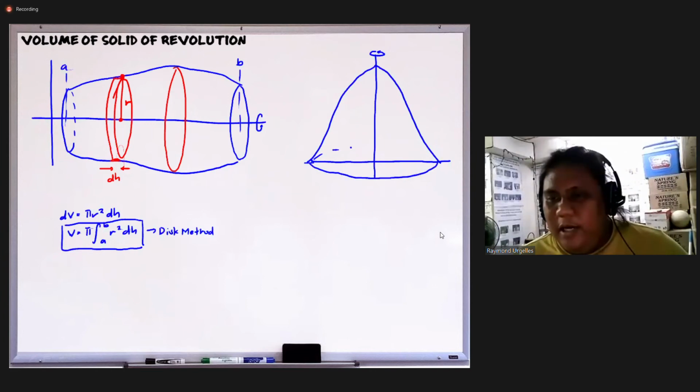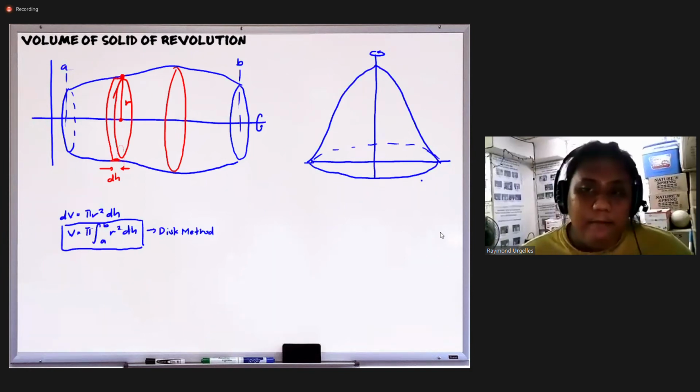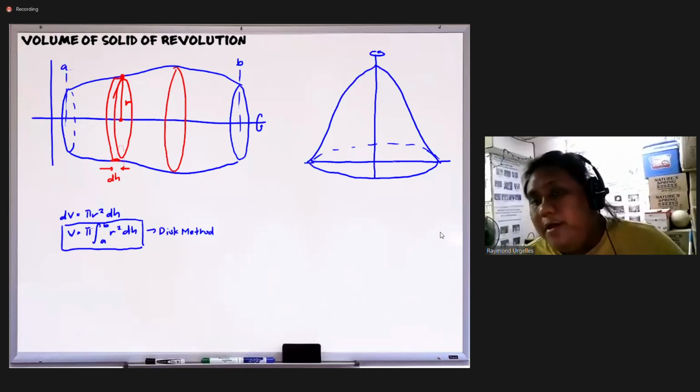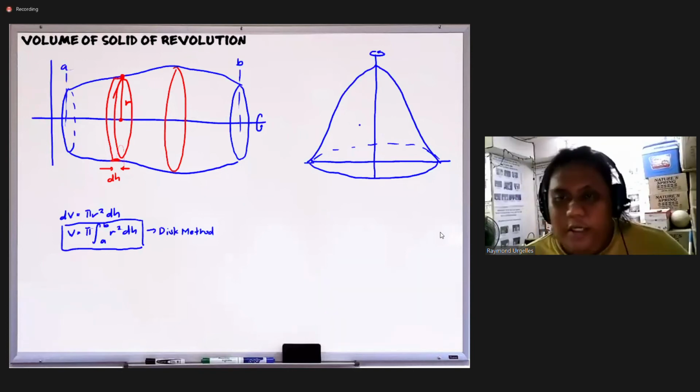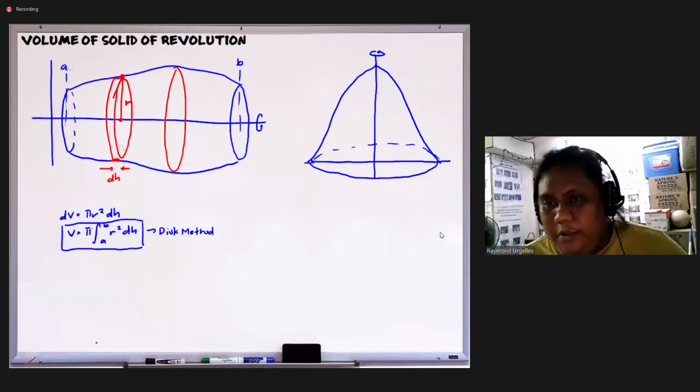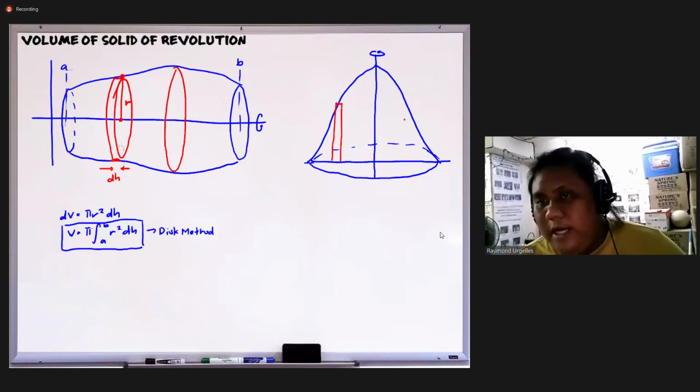Okay? So pag kinonsider natin again yung mga cross-section nito, so all cross-sections are still circular. Diba? Pagdating sa cylindrical shells method, ang idea naman natin dyan is we get yung mga cylindrical shells. Okay? So basically, if we consider itong parang strip na to, so consider this strip, diba? So dun sa volume natin, tapos na-revolve natin siya dun sa axis of revolution natin, so we will form something like a cylindrical shell.